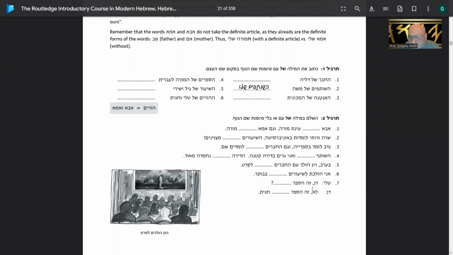All right, so Tali, okay, Tali says, this is Talia saying something. Dan, ze hasefer, this book. I bet you she's asking him, is this your book? And it's referring to Dan. So is this your book?